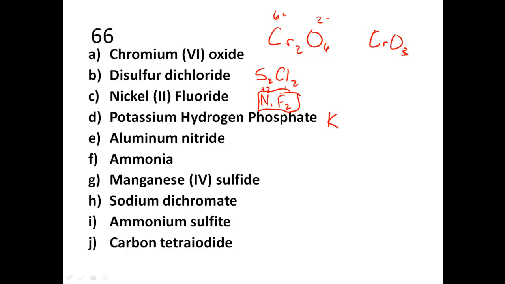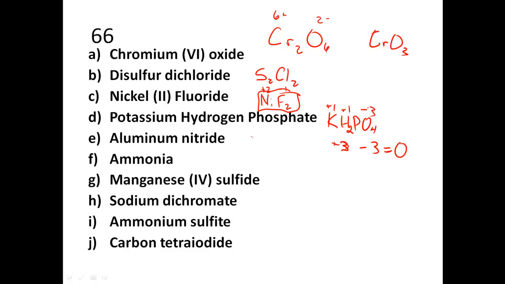Potassium hydrogen phosphate. Now, we have to have 2 of these, so the charges add up to 0. Potassium is always plus 1, hydrogen is always plus 1, phosphate is minus 3. So the total positive charge is 2 and 1 is plus 3, and the total negative charge is minus 3, and that adds up to 0.